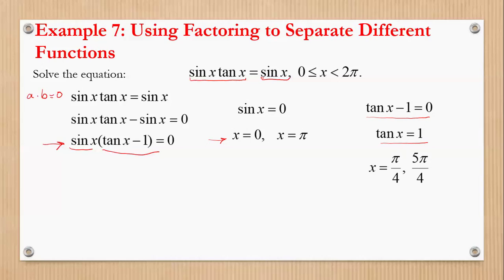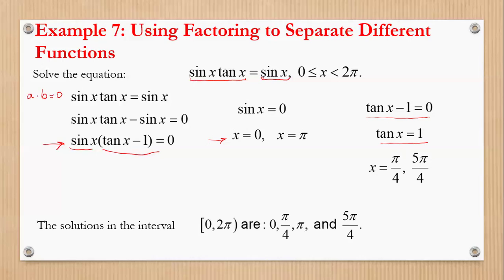So these are all of the solutions for this equation from 0 to 2 pi: 0, pi, pi over 4, and 5 pi over 4. And if you want to put them in order, from least to greatest, it is 0, pi over 4, pi, and 5 pi over 4.